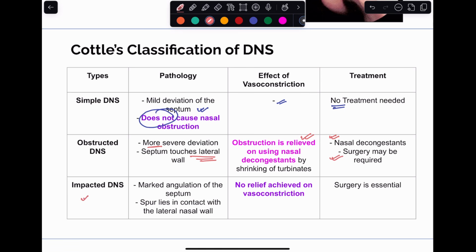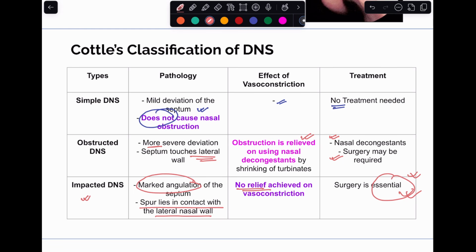Then we have the third type, which is impacted DNS. Now, in impacted DNS, we are seeing a marked angulation of the septum, especially a spur, where the spur lies in contact with the lateral nasal wall. Here, even when you try to use nasal decongestants, you will not get any relief on vasoconstriction. So in this case, surgery becomes essential. It is no longer a choice. You will definitely have to do surgery in these cases. So this is the Cottle's classification of DNS.